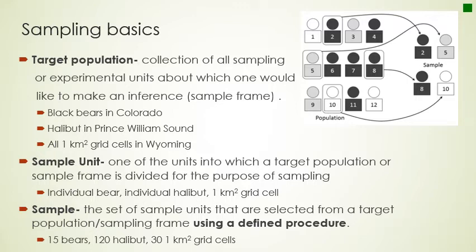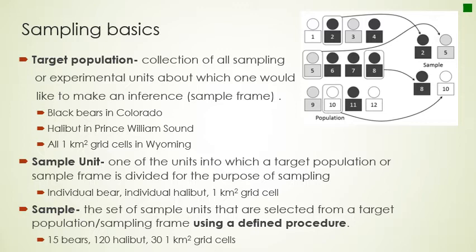So for instance, if we're interested in blood cholesterol levels of bears in Colorado, our target population would be all black bears in Colorado. And you think about that, that's actually pretty difficult to really be able to say that you are able to sample any individual bear in Colorado. The important thing for the target population is that every individual in that population has the possibility of being sampled, and we'll come back to this.